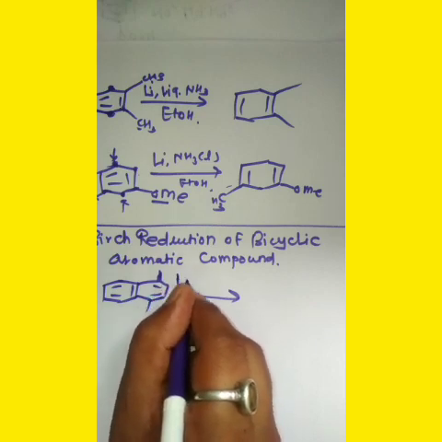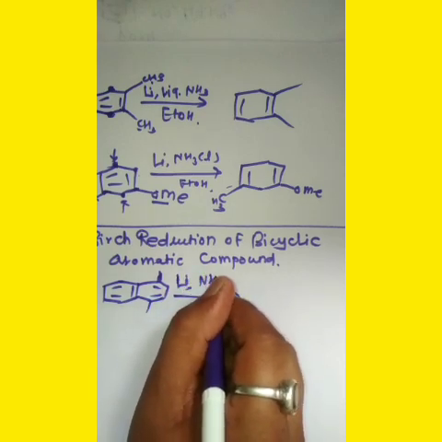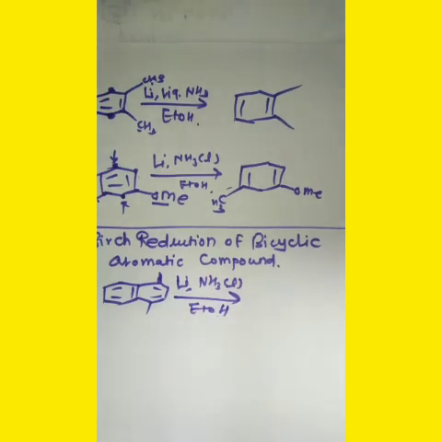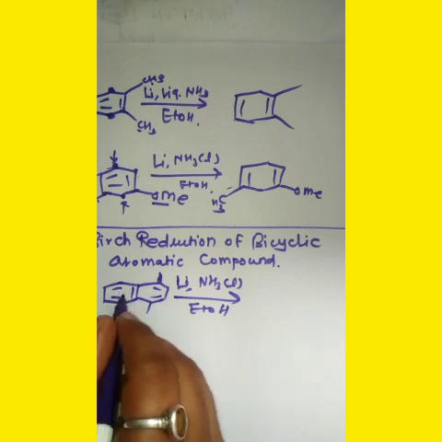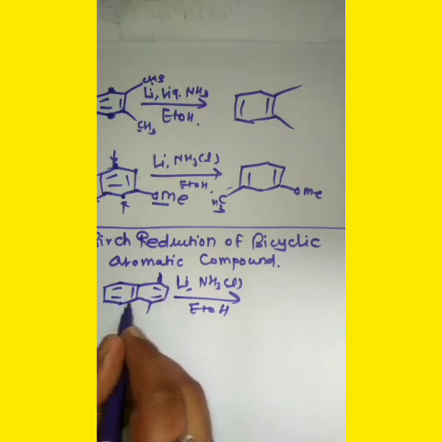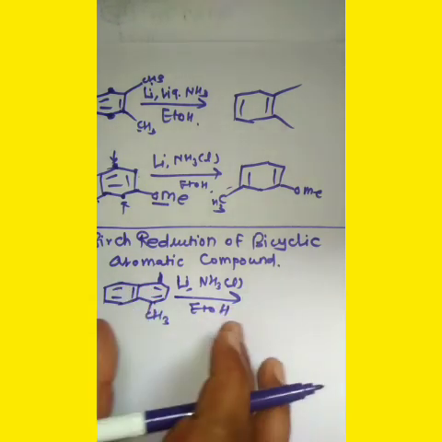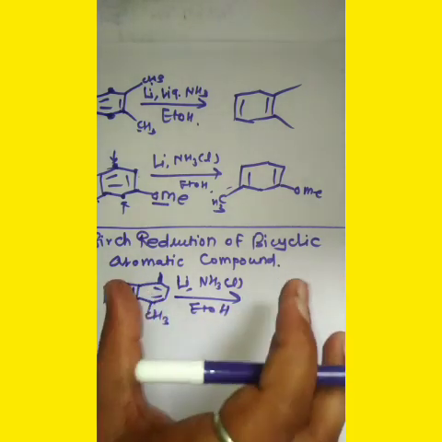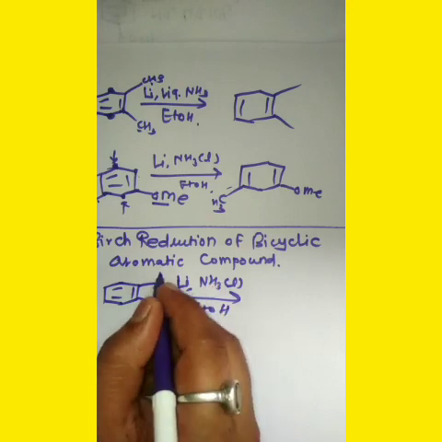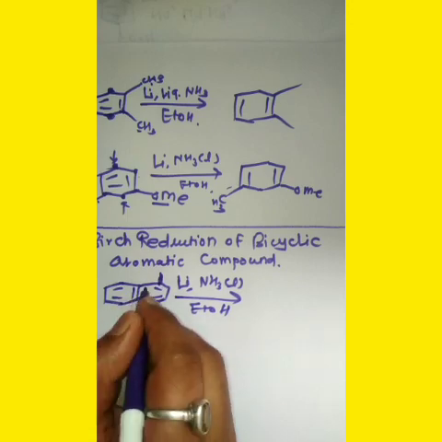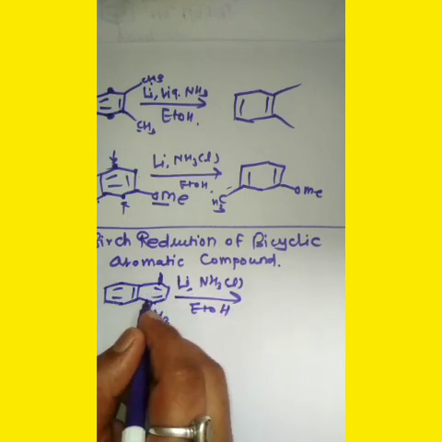Our condition is lithium in liquid ammonia and ethanol solvent. Now there are two aromatic rings, this one and this one. In such a case, that is the Birch reduction of a bicyclic aromatic compound, we reduce the electron deficient ring compared to the electron rich ring.